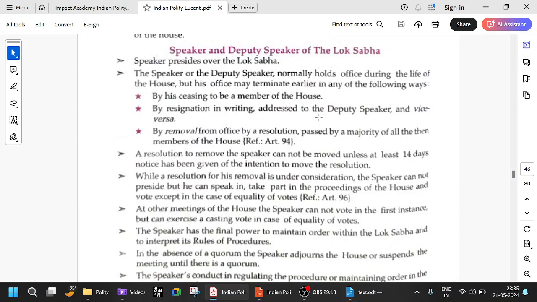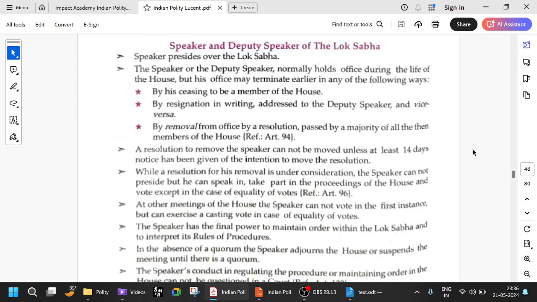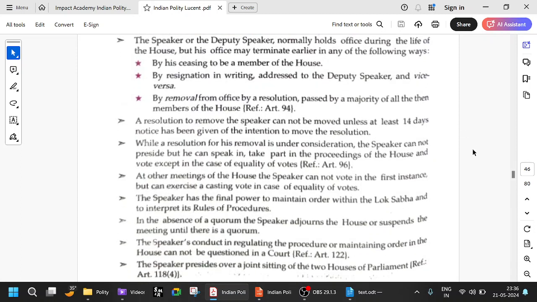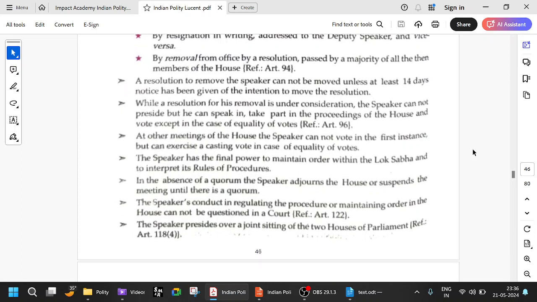By removal from office by a resolution passed by a majority of all the then members of the House. So a resolution to remove the Speaker cannot be moved unless at least 14 days' notice has been given of the intention to move the resolution. This 14 days we also saw in the case of impeachment of the President, right?